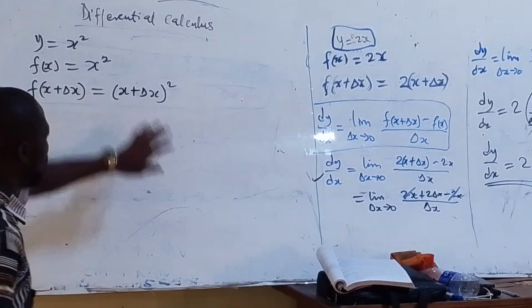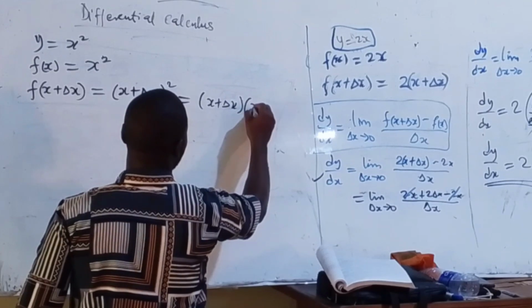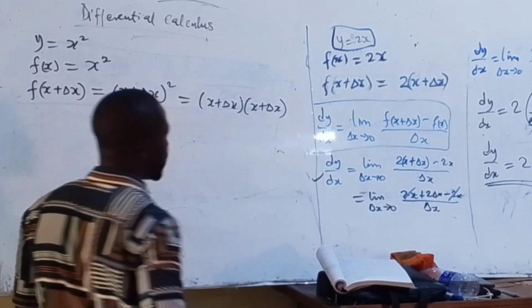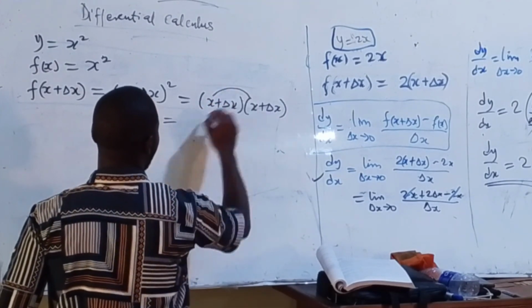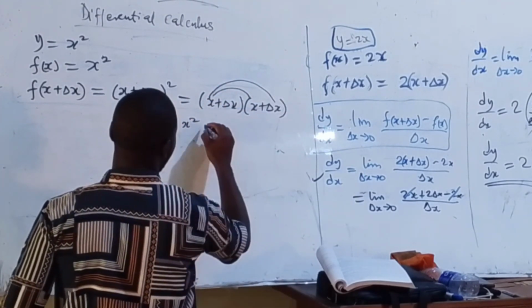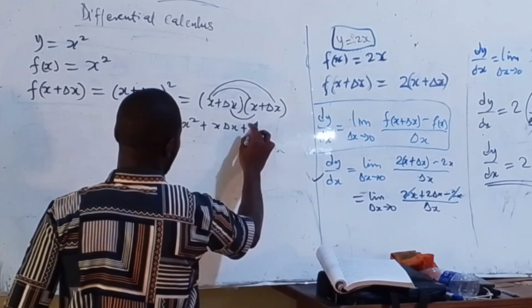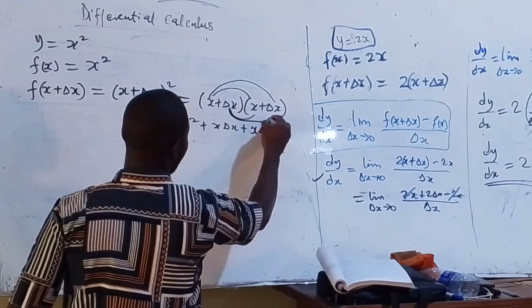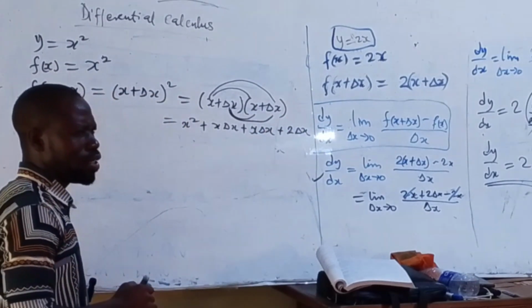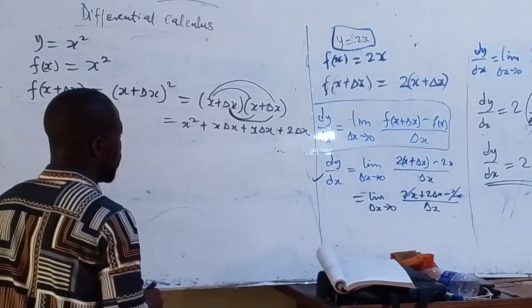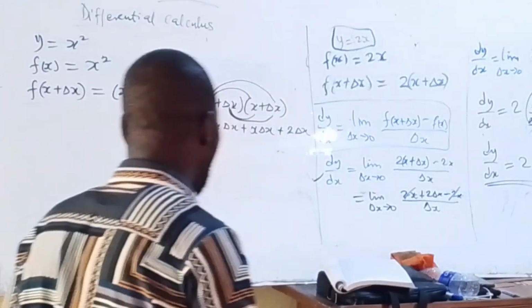Now, if you open this bracket, this is x plus change in x times x plus change in x, isn't it? So let's expand this. That will give us x times x, x squared, x times change in x, plus change in x times x, plus change in x times change in x. Are we together? If you know how to expand the bracket, then that should not be a problem.